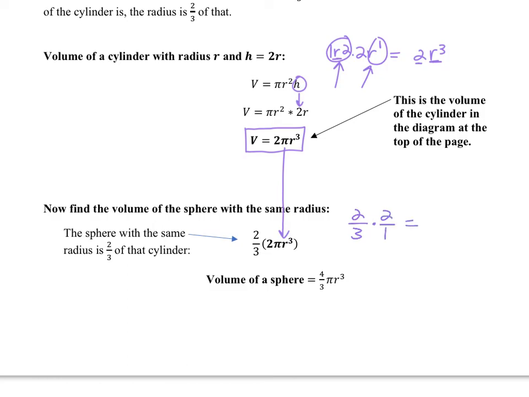Then when multiplying fractions, multiply across. 2 times 2 is 4. 3 times 1 is 3. So we get 4/3. So that's how we get that 4/3. And then times pi r cubed. And that is why that is the volume of a sphere. So now that we know where the formula comes from, we can use it in our problem solving.